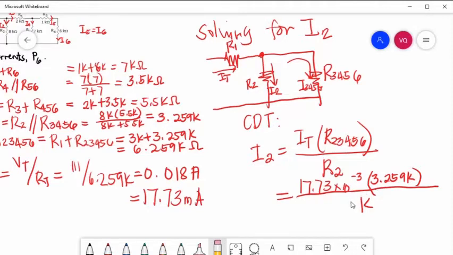This is 8. So I2 is equal to 7.222 milliampere. Next is I3.